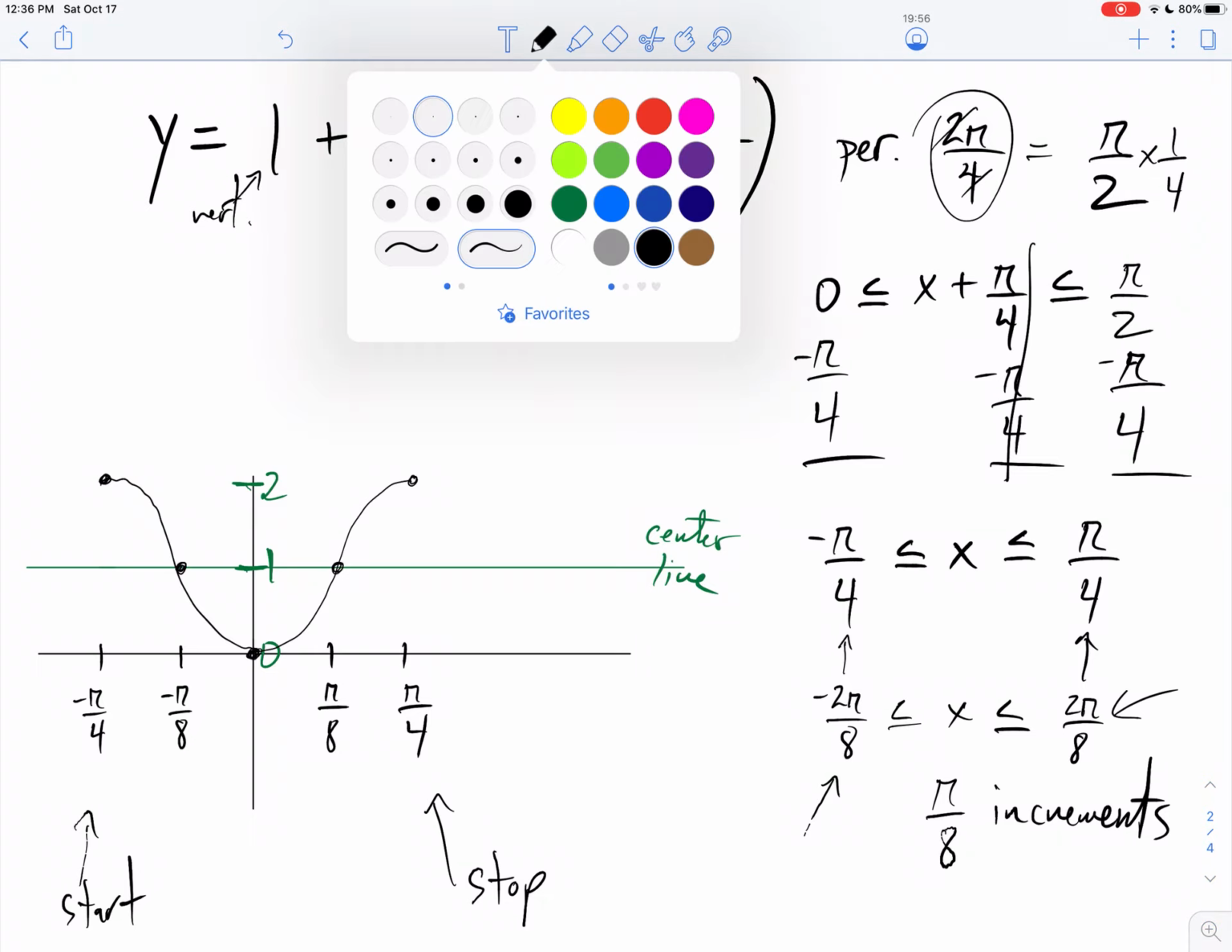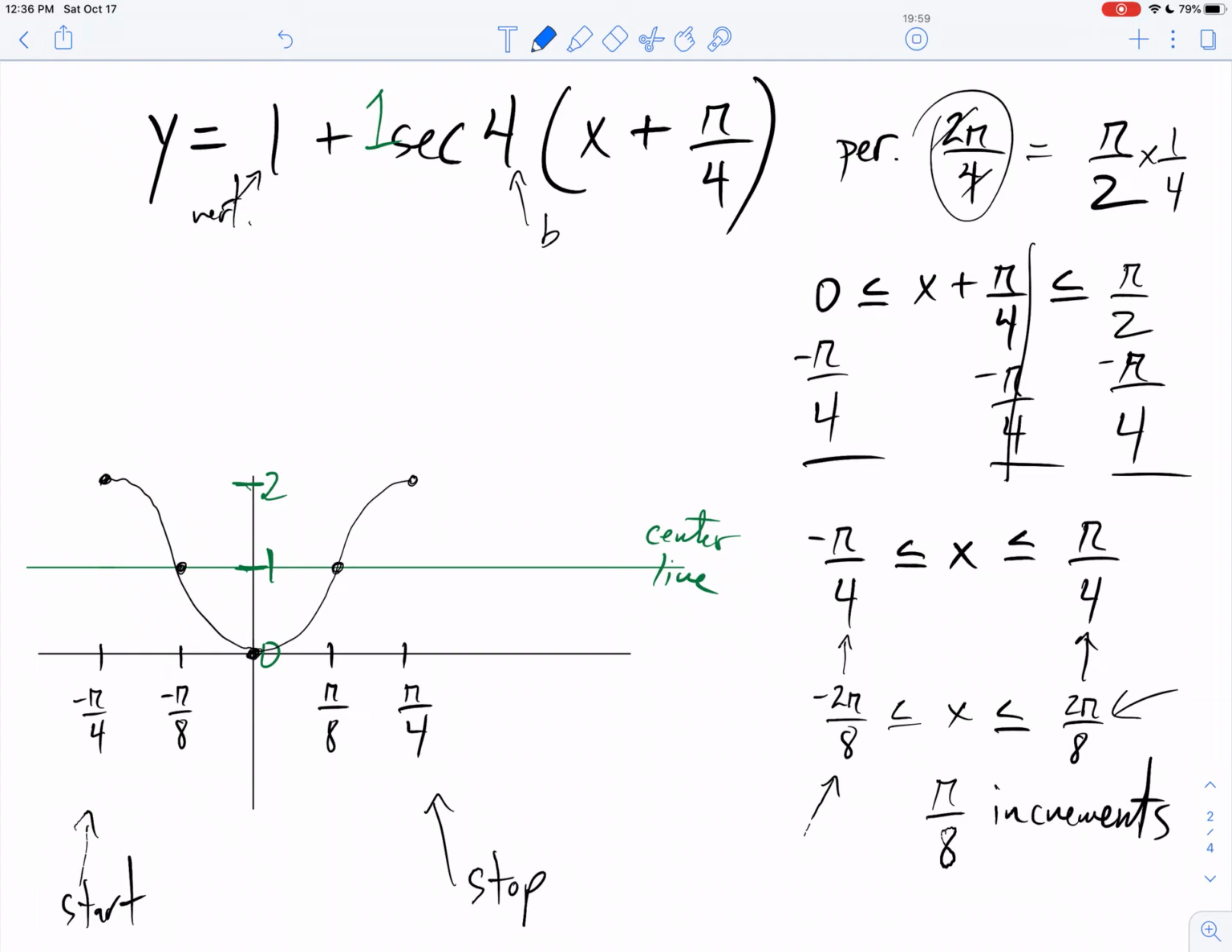How many asymptotes do I have? I have 2. I have one right here, where cosine crosses the center line. I have one where cosine crosses the center line. And then I'm going to grab my red pen and finish this graph off. Where cosine is going down, secant's going up. Where cosine is going up, secant is going down. And vice versa.